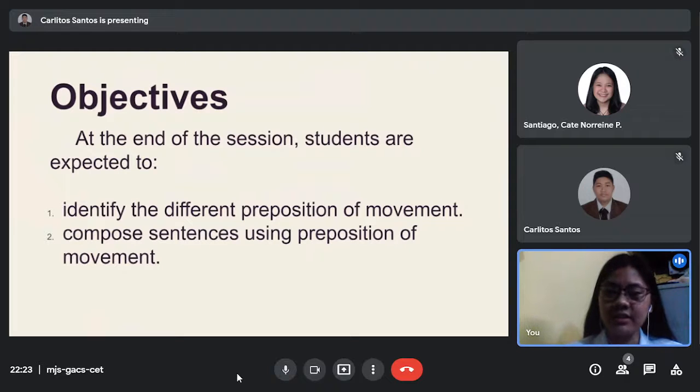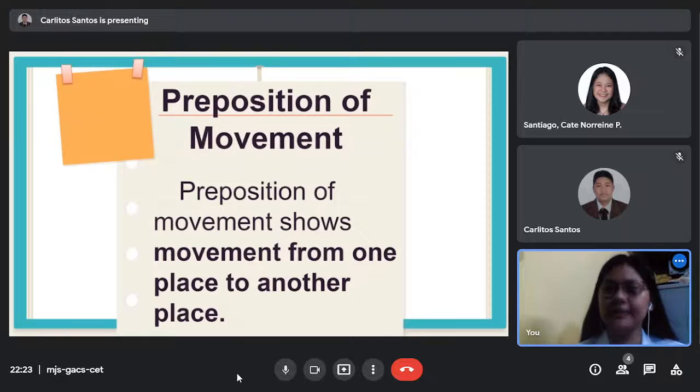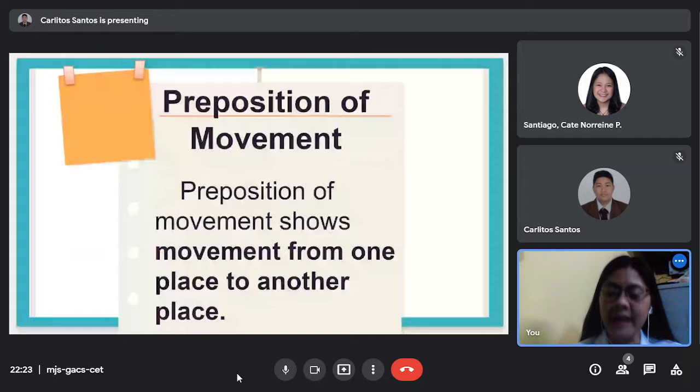At the end of the session, students are expected to: number 1, identify the different prepositions of movement; number 2, compose sentences using prepositions of movement. Now that we have our objectives, let's have a quick recap of what is the preposition of movement. What is the meaning of it? The preposition of movement shows movement from one place to another place. Again, the meaning of the preposition of movement shows the movement from one place to another place.